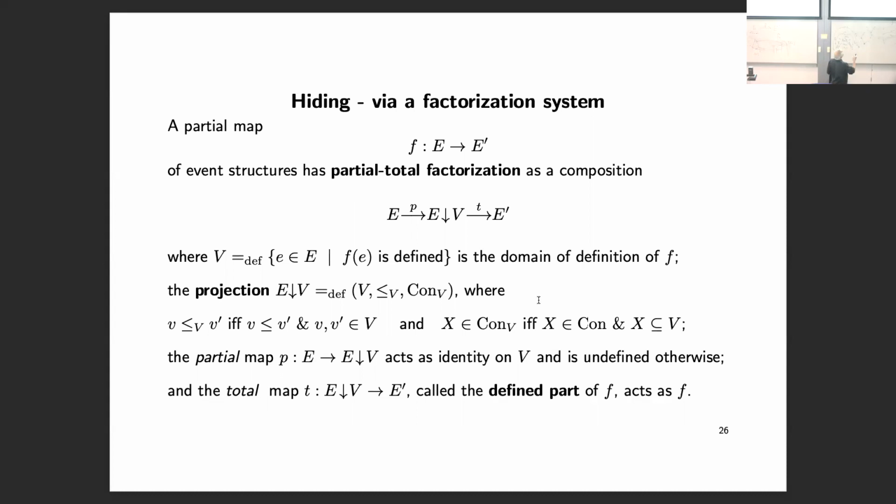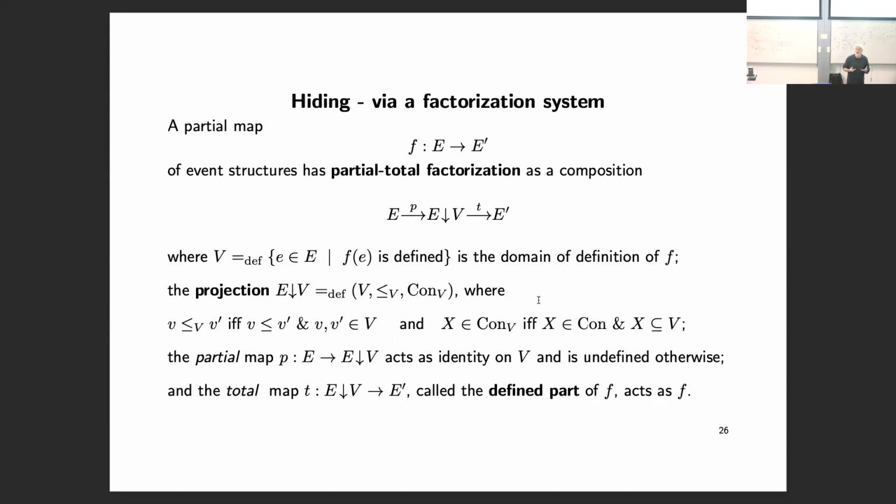So what we can do is take this map and factor it into a projection to the defined part, followed by a total map. So what do we do to get that factorization? We first of all do something I've written as E down V, E projected to V. So what that is, you take this domain of definition, the events, and you restrict all of the structure of the event structure to that set.